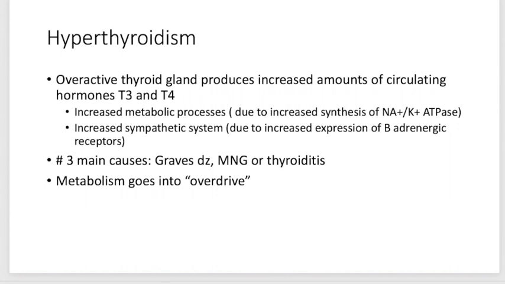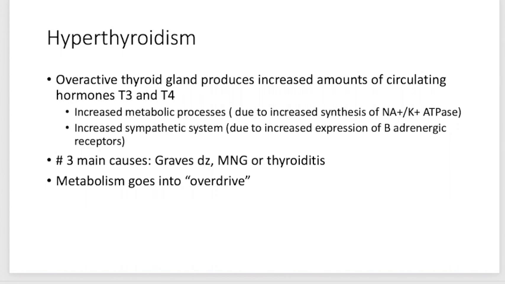So hyperthyroidism is an overactive thyroid gland that produces increased amounts of circulating hormones T3 and T4, and that is going to increase metabolic processes, and that's due to increased synthesis of sodium potassium ATPase. There is also increased sympathetic activity, and that is due to increased expression of beta adrenergic receptors. So it actually upregulates beta adrenergic receptors when we have increased T3 and T4.